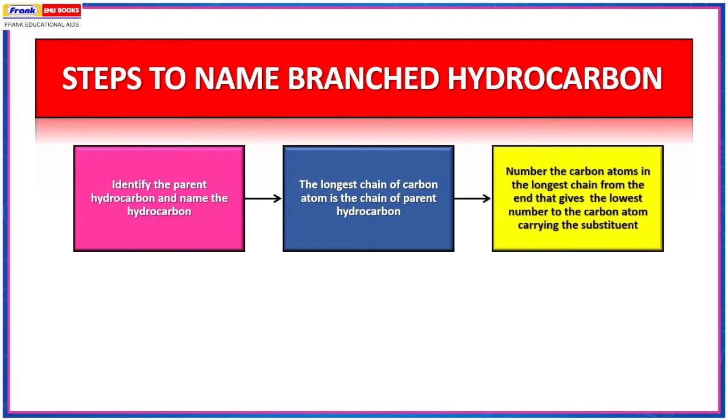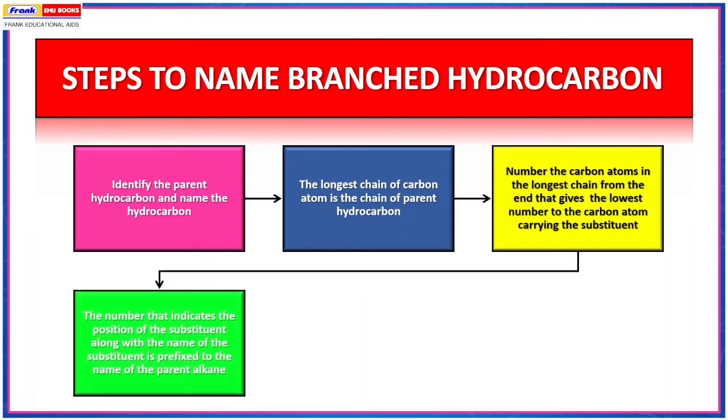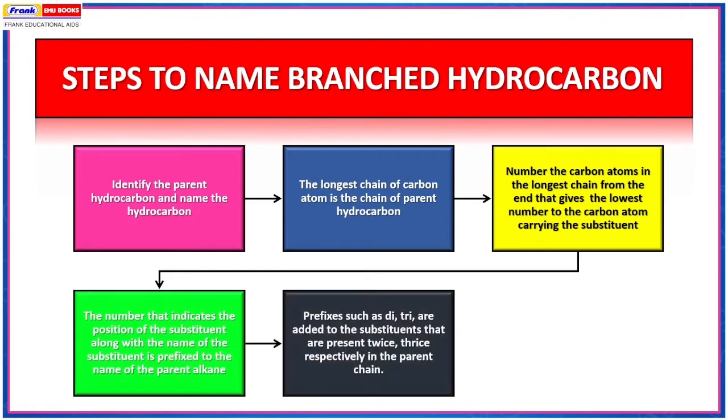Number the carbon atoms in the longest chain from the end that gives the lowest number to the carbon atom carrying the substituent. The number that indicates the position of the substituent along with the name of the substituent is prefixed to the name of the parent alkane. Prefixes such as di and tri are added to the substituents that are present twice or thrice respectively in the parent chain.